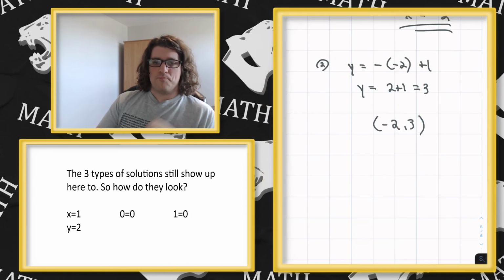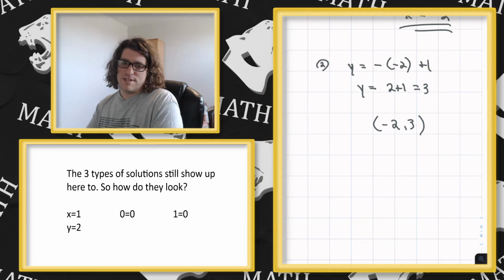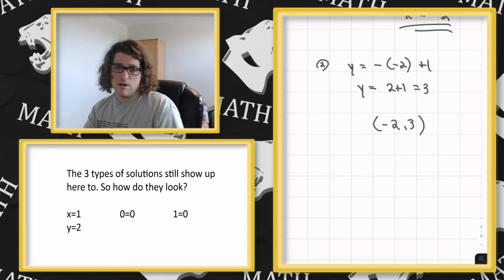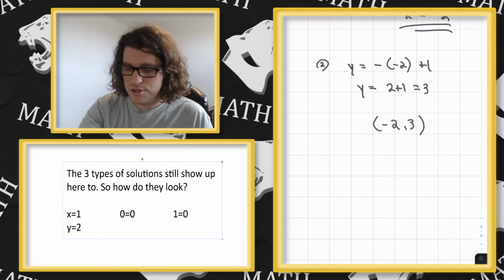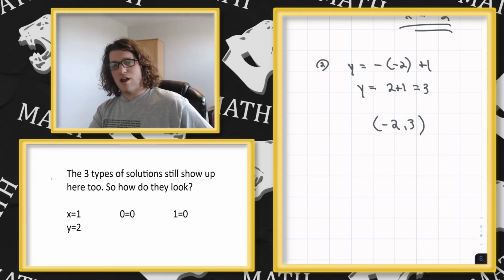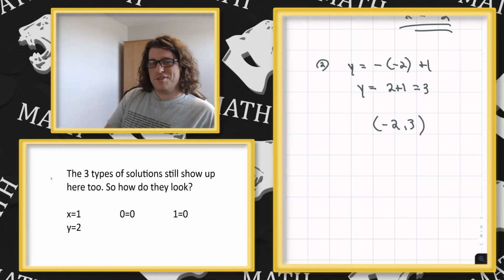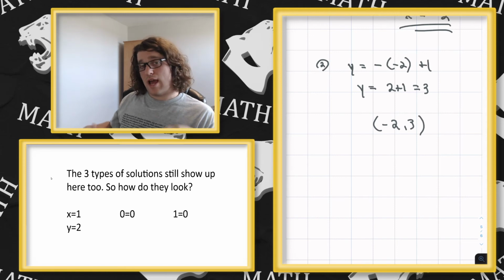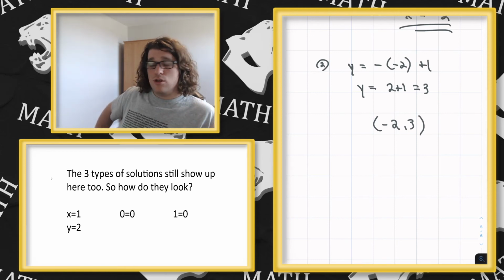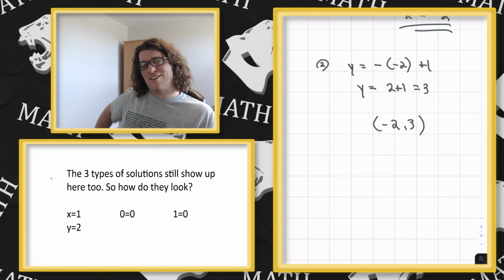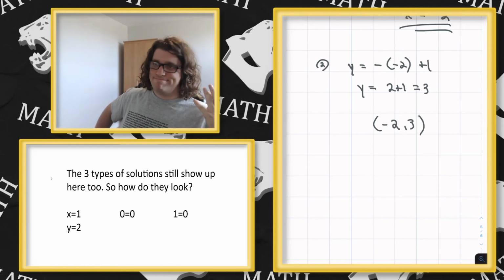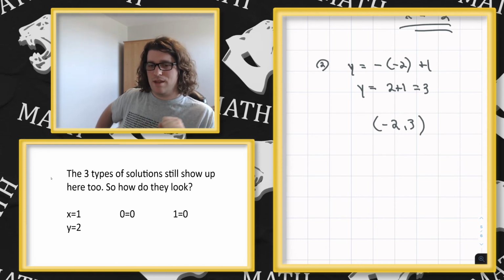All right, so the three types of solutions still show up here as well. Now, what do they look like? Well, we just saw what happened if you have a single solution. You get a single number for your x, and you plug it into the other one, you get a single number for your y. So you get a point. That point is your answer. That's the single point solution.